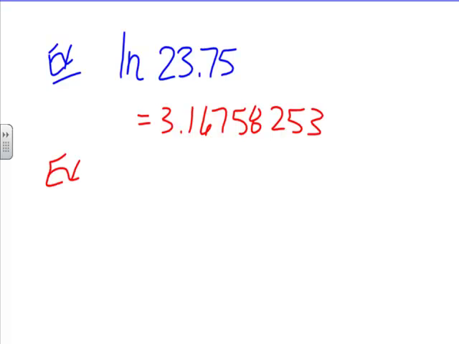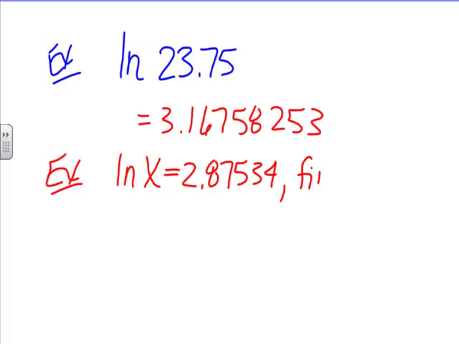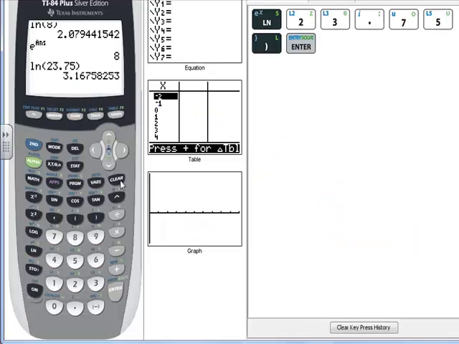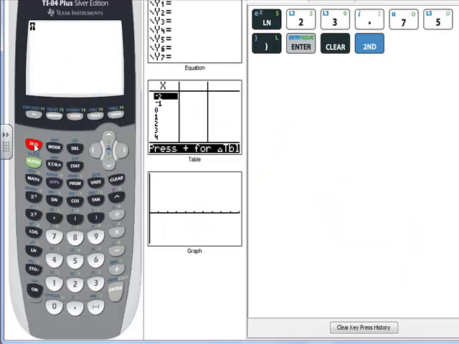So another type of situation would be if you're instead told that the ln of x is equal to 2.87534, find x to the nearest tenth. You need to realize that instead of taking the ln of a number, you're looking for the anti-logarithm. So we're going to use that toggling kind of thought process. Instead of hitting ln, we're going to hit second ln, because this is going to have something with a base of e.